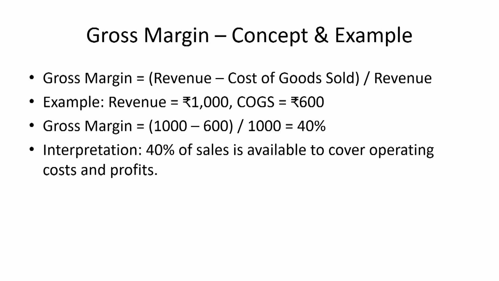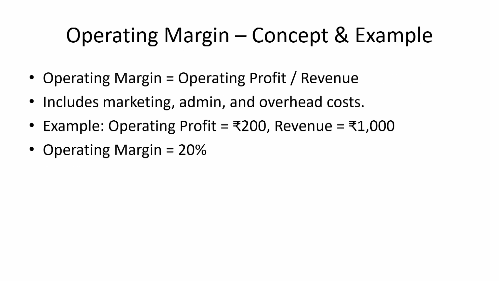Next, we will try to understand the concept of operating margin. Operating margin includes the operating expenses such as the expenses incurred in marketing, the salaries of the employees and administrative cost. Operating margin reflects the operational efficiency, which is the efficiency of a business management process.